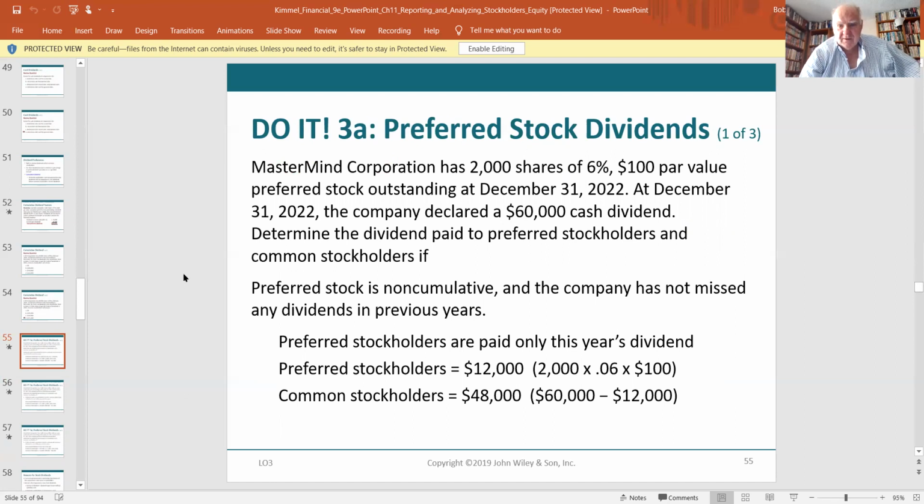Preferred stock dividends. As 2,000 shares of 6% stock, the company declared a $60,000 cash dividend. Compute the dividend paid to the preferred and the common, okay? So we have 2,000 shares at 6% of 100, so that'd be what, $12,000? And they had 60 available. So now the common people get the 48. They get the difference. Simple as that. The preferred people, 2,000 shares times 6. That takes care of the preferred. The common stockholders pick up the rest.